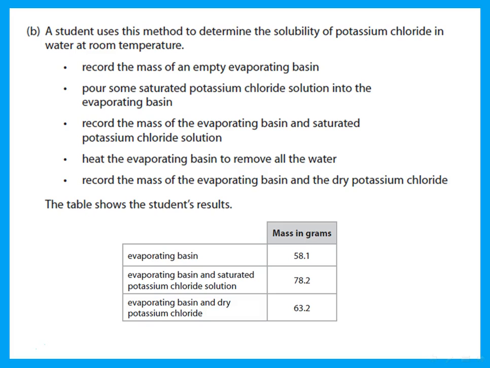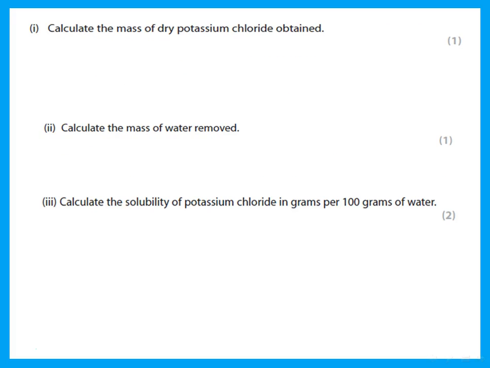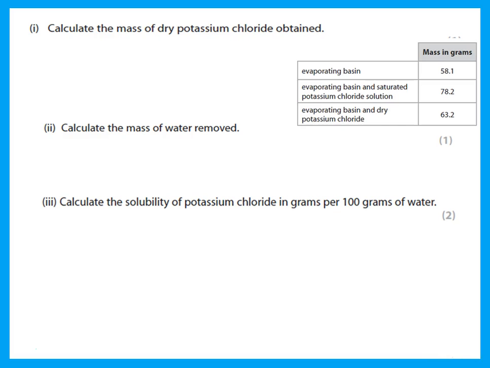So basically, he's putting a saturated solution into the evaporating dish. So he has water with the maximum amount of potassium chloride that could dissolve in it. Then I heat it to remove all the water and I record the mass of the remaining solid. So this table shows the results, and he's saying calculate the mass of the dry potassium chloride obtained. Well, let's look at the table.